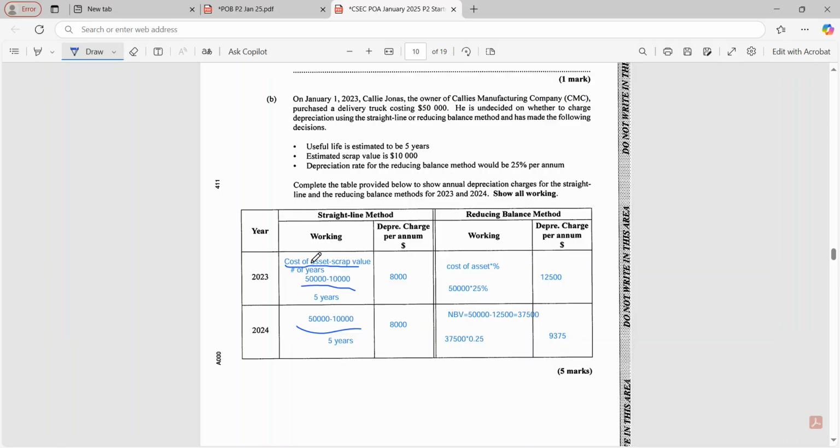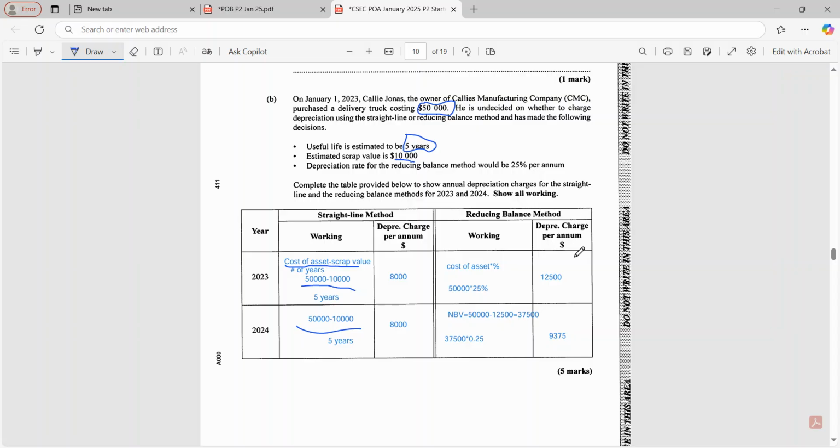All right, so how do we calculate the straight line method of depreciation? Right, so it's the cost of the asset minus the scrap value divided by the number of years. What is the cost of the asset? $50,000. What is the useful life? 5 years. And what is the scrap value? $10,000. So we get 50,000 minus 10,000 divided by 5 years, which gives us 8,000. Now remember, for straight line, the depreciation per year will be the same, so it's $8,000 for 2024. But you still have to show your working, so you put the 50,000 minus the 10,000 divided by the 5.